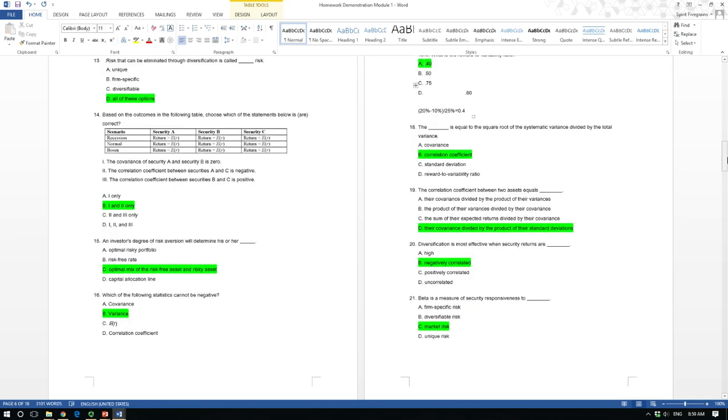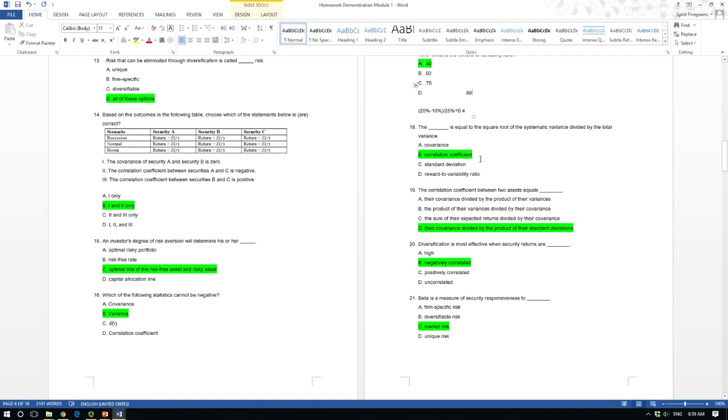Number 18. What is equal to the square root of systematic variance divided by total variance? And this is just the verbal description of the correlation coefficient.